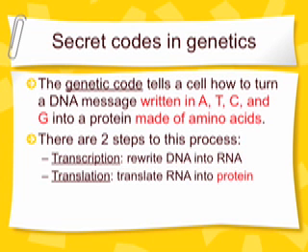All right, so now we can go back to the basic premise that the genetic code is going to tell how to turn a DNA message written in A's, T's, C's, and G's into a protein, and the proteins are made of amino acids. So let's focus on these proteins now. What is a protein and how is a protein made?